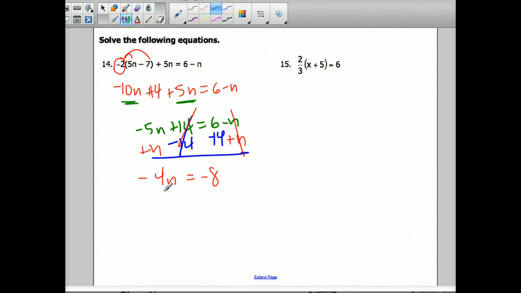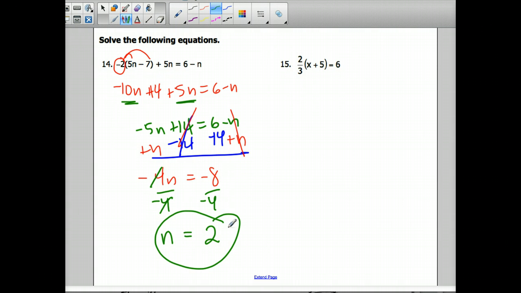So now I'm going to divide by negative 4. Don't forget to include the sign that's in front with that number. So negative 4 over negative 4 cancels, so just n equals negative over negative is a positive 2. Woo!